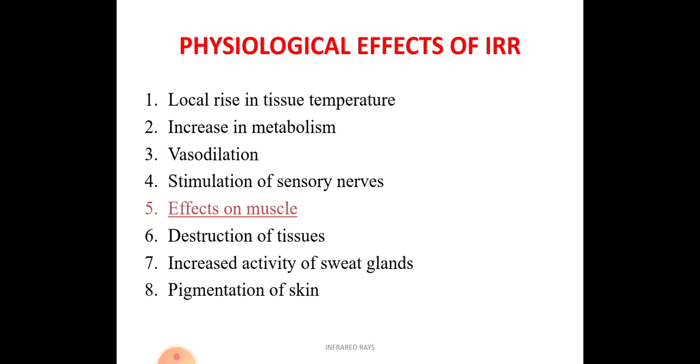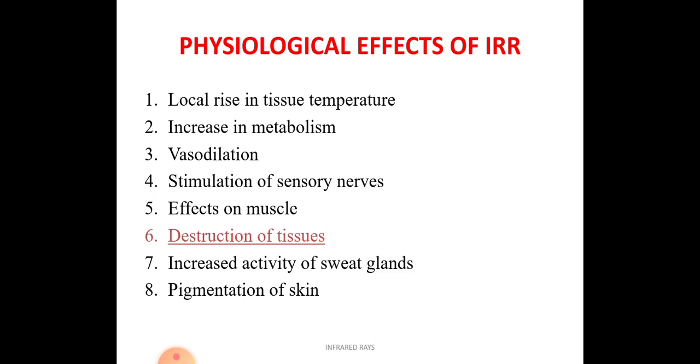Effects on muscle. IR will increase blood supply to the muscle. Because of this increased blood supply, you will also have relaxation of muscle, and this muscle will also get heated, so that will be another type of relaxation for the muscle. So in both these ways, by increasing blood supply as well as by providing heat, the muscles get relaxation.